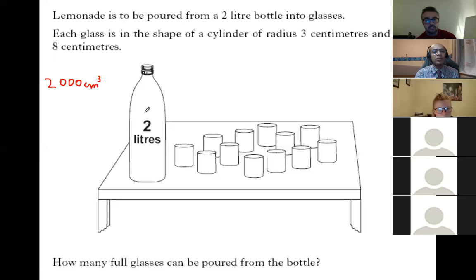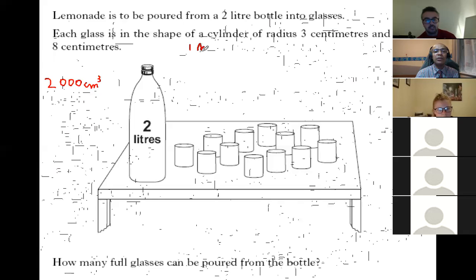Okay. So 2 liters is 2000 milliliters. And remember what we said, 1 milliliter is equal to 1 centimeter cube.